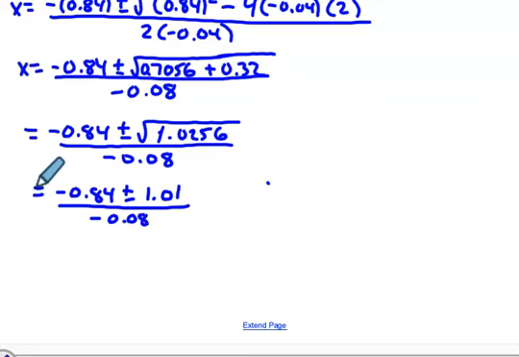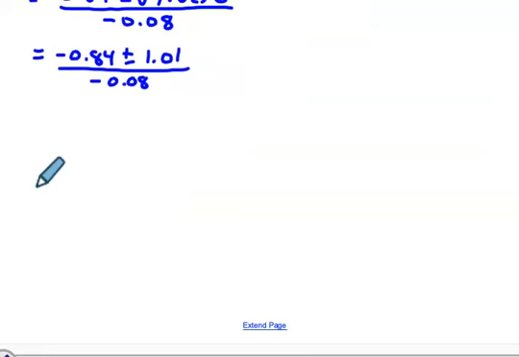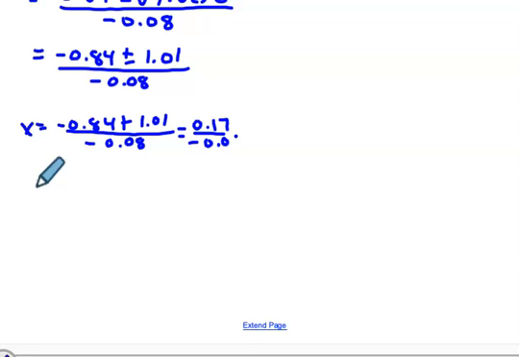Now I'm ready to get my answers. One of these answers is not going to make sense because it's going to be negative. The other one will be a good answer. So again, I'm going to write down here for when I pull up the calculator, x is equal to negative 0.84 plus 1.01 over negative 0.08. Here's what's going to happen here. You're going to get like a 0.17 over negative 0.08.